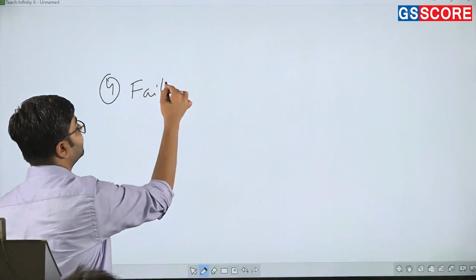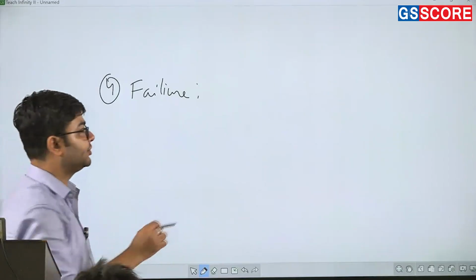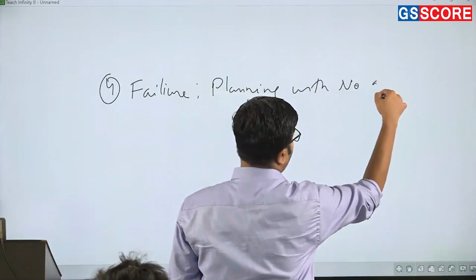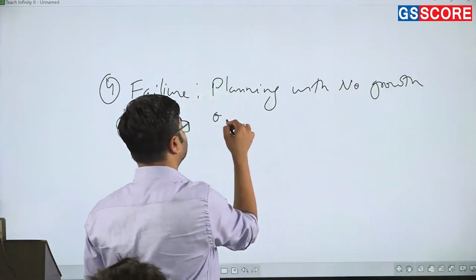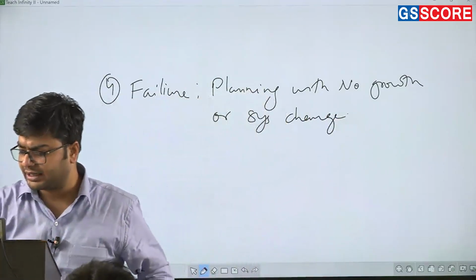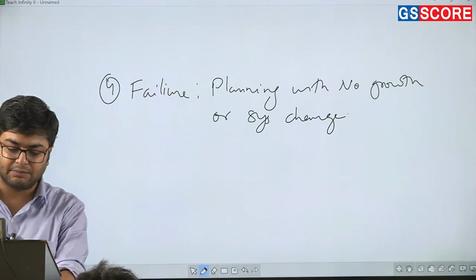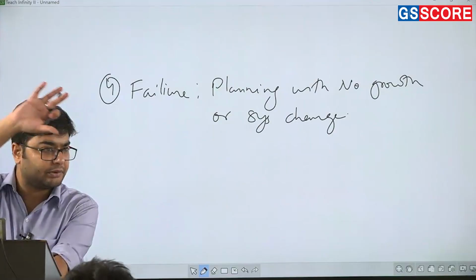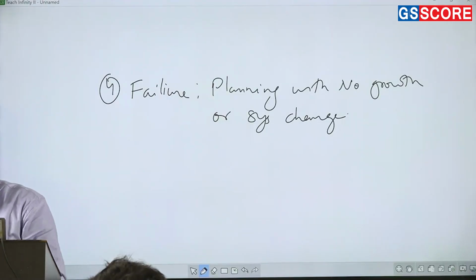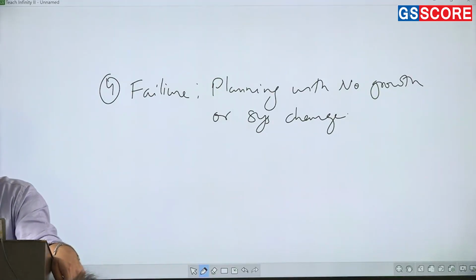is the failure. Planning with no growth or system change. I hope you all will be able to connect it with the changing profile of development, because that is again a very important idea. This is also contributing to the changing profile of DA, the analysis that we have done so far through these models. Failure, that is planning with no growth or system change.